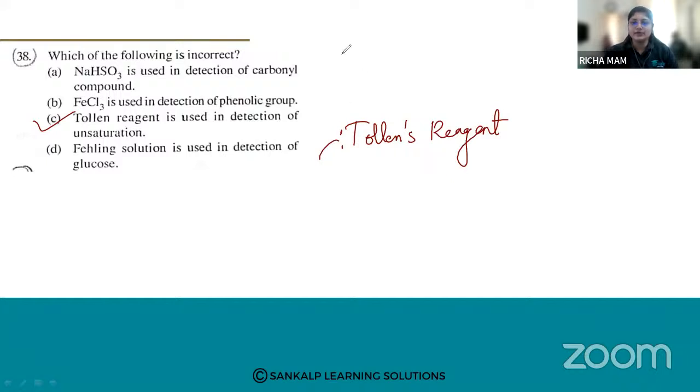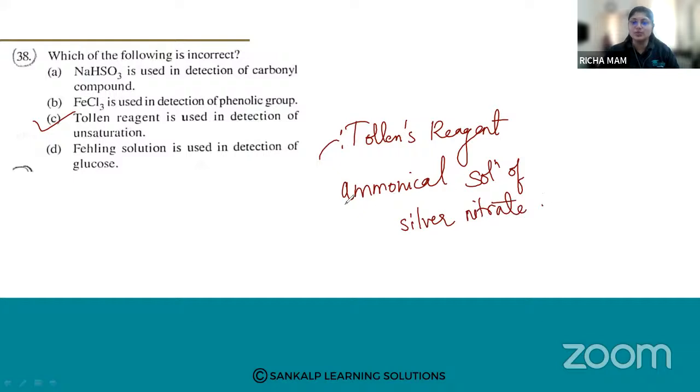Anybody? Yes, Tollens reagent. What does it consist of? It is a solution made up of what? Ammoniacal silver. Right. Please remember this. Ammoniacal solution of silver nitrate. Ammoniacal means ammonium hydroxide. Yes, very good. Vedvati has answered ammoniacal silver nitrate. So it is an ammoniacal solution of silver nitrate.